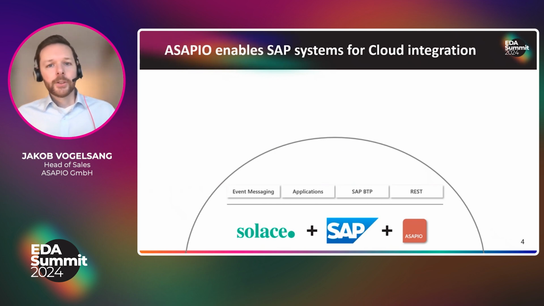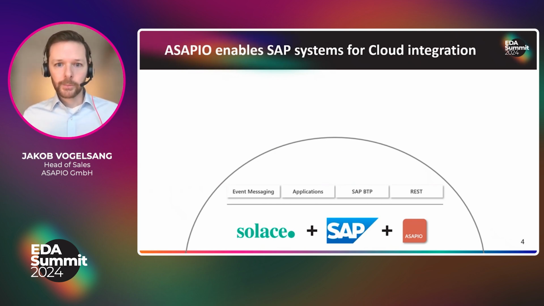Now, in order to basically deliver on this promise, the three partners, Solace, SAP, and ASAPIO, are working together to realize this use case. And so our approach is very unique. It's a combination of companies that we, as ASAPIO, are very proud of working together with Solace and SAP here. And so we are contributing to that partnership with our integration add-on.